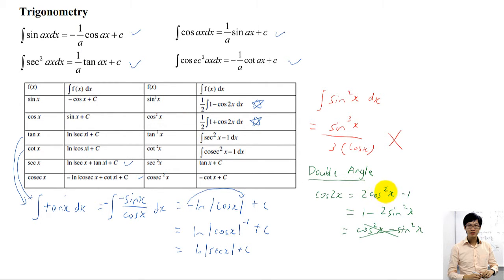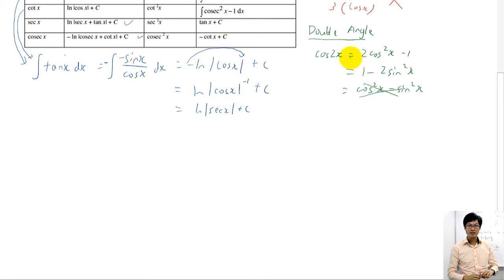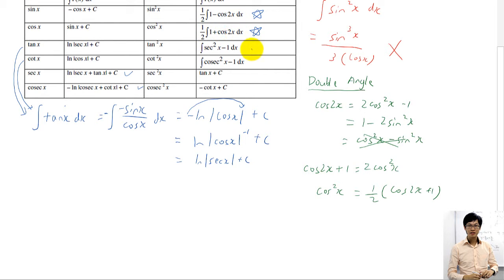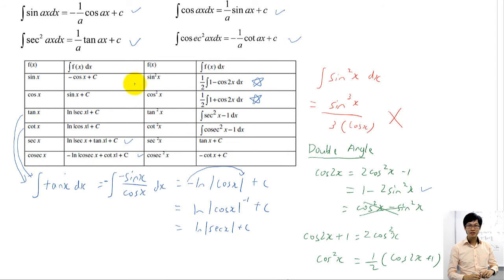For cosine square, you look at the first one over here. I need to make this in terms of cosine 2x. So what do I do? I bring the minus 1 over. I will get cosine 2x plus 1 equals 2 cosine square x, because the minus 1 brought over is plus 1. So my cosine square x, you bring the 2 over, you get half bracket cosine 2x plus 1. This is why the formula is over here: integrate cosine square will be half integration of 1 plus cosine 2x, which is the same as this one over here. So this is how we integrate sine square and cosine square.